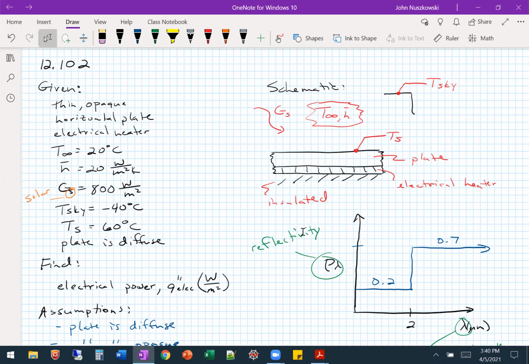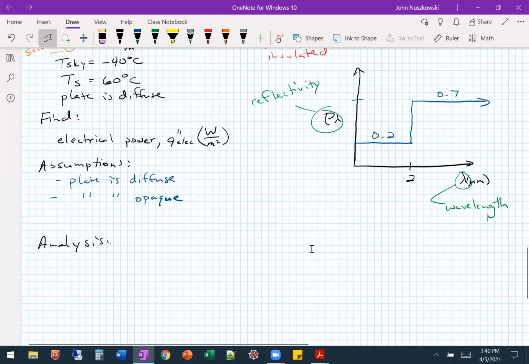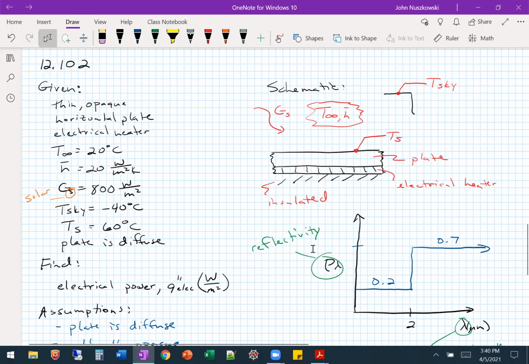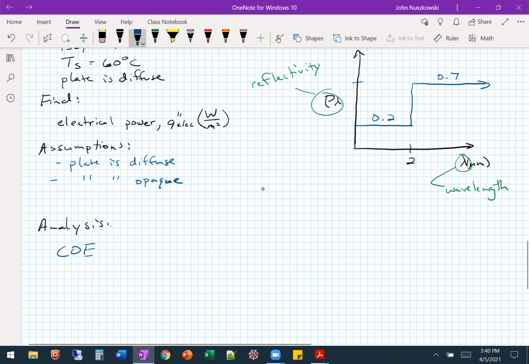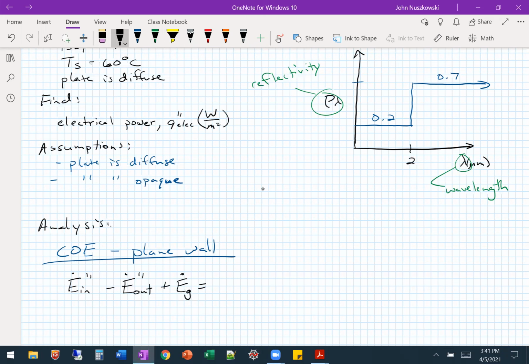All right, so we're looking for the electrical power of the electrical heater, right? So we have this heater at the bottom. Where do we want to begin? COE. Our ever favorite equation, the COE of a plane wall. Right? So we have energy in, out, generated, stored. So we'll make our first easy one steady state, right?